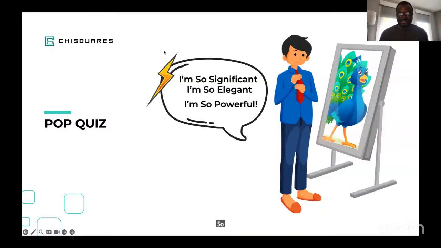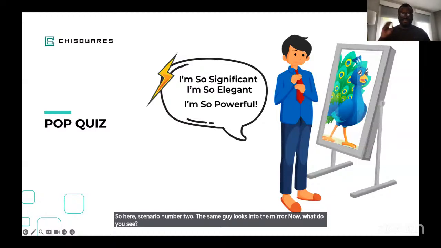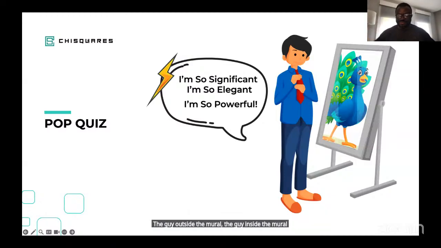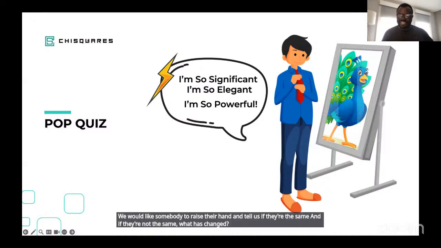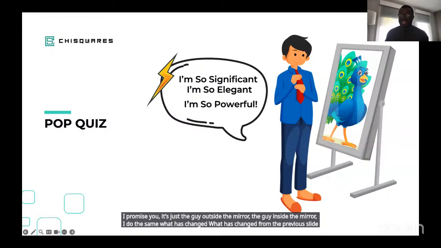So here, scenario number 2. The same guy looks into the mirror. Now, what do you say? The guy outside the mirror, the guy inside the mirror, are they one and the same? We would like somebody to raise their hand and tell us if they're the same, and if they're not the same, what has changed and what has not changed, and what conclusion they might draw from this. Who wants to take a stab at that? So it's not a trick question at all. I promise you. What has changed from the previous slide? What has not changed? And what conclusion will you draw?